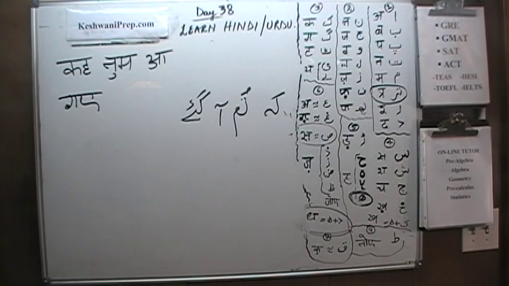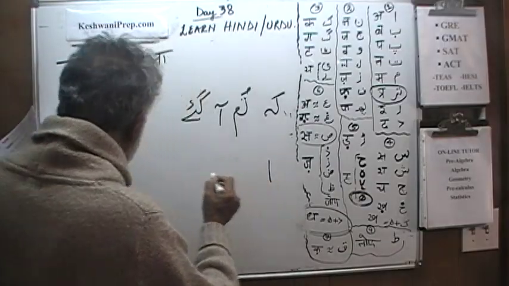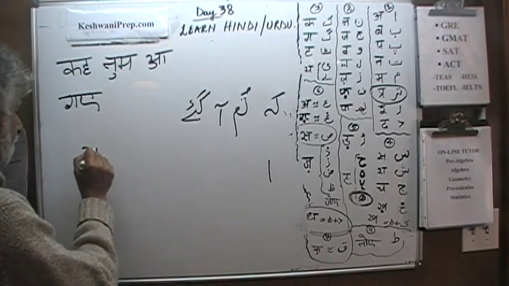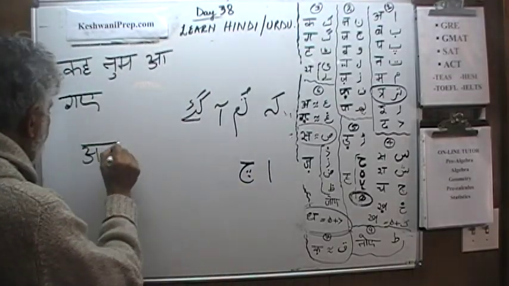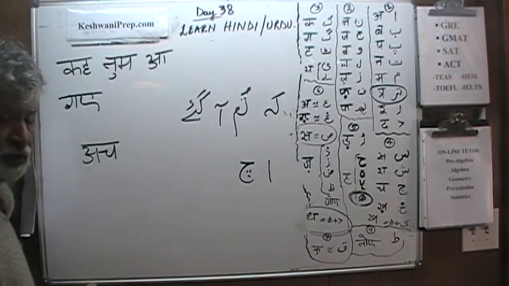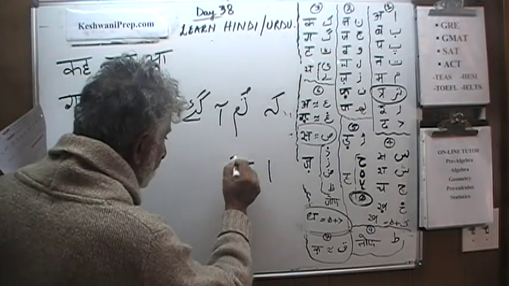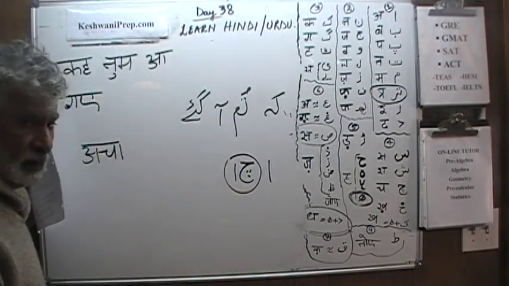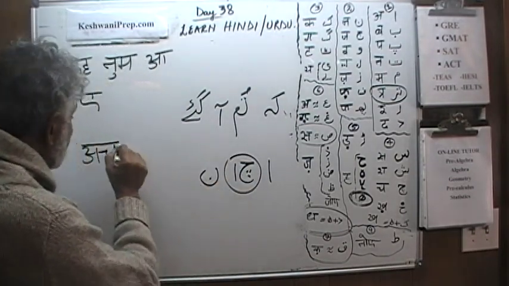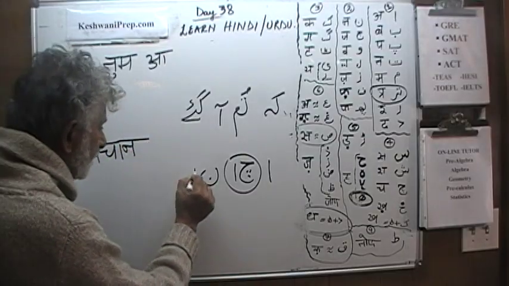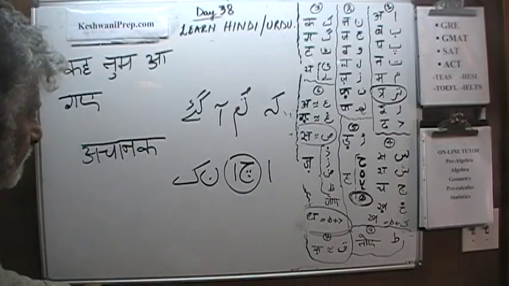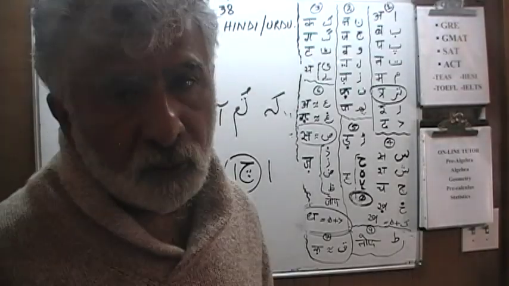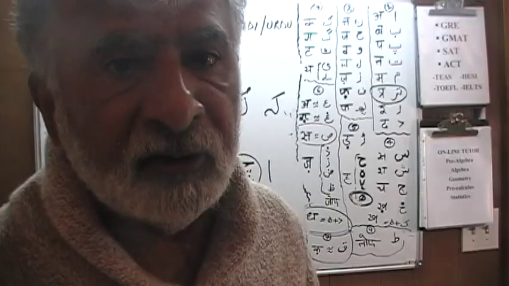The next word is a vocabulary word. A, and then a cha. But we don't need cha, we want a cha. So that's the a ki matra. A cha, no, and then a ka. You know what that word means? Achanak? Achanak means all of a sudden, out of the blue, unexpectedly.